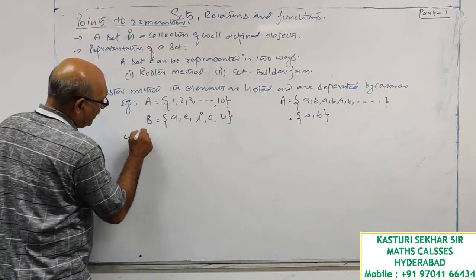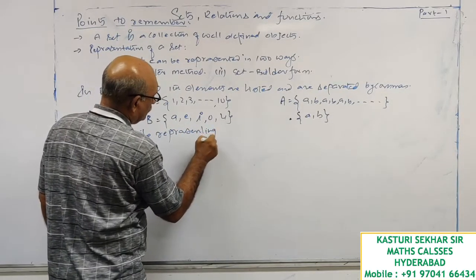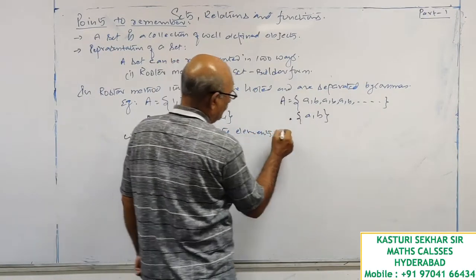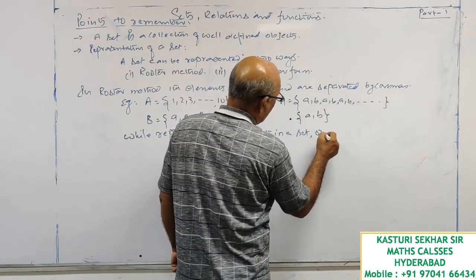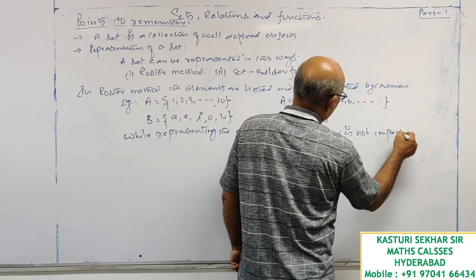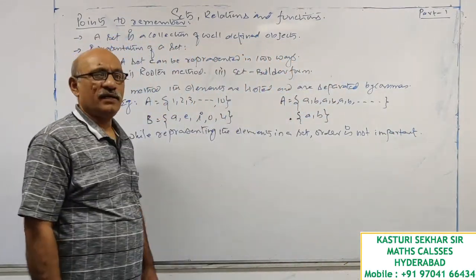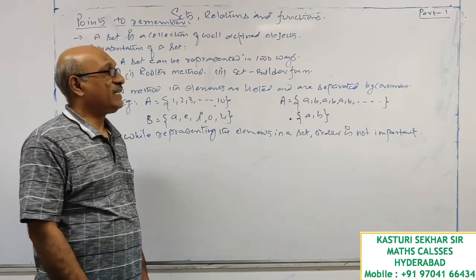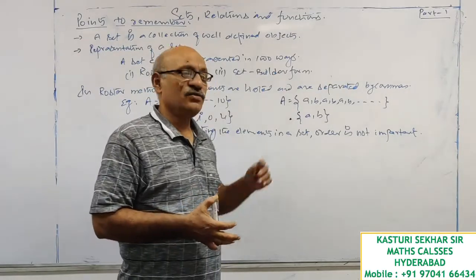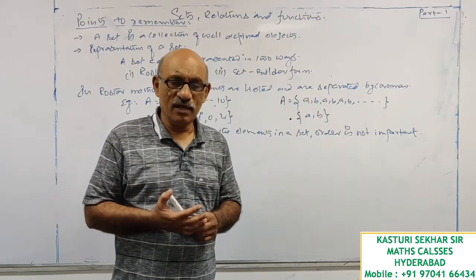While representing the elements in a set, order is not important. Basically, set theory means it is a selection. How many elements you are selecting. Therefore, order is not important in selections. When it is arrangement, then only order is important. Fine.